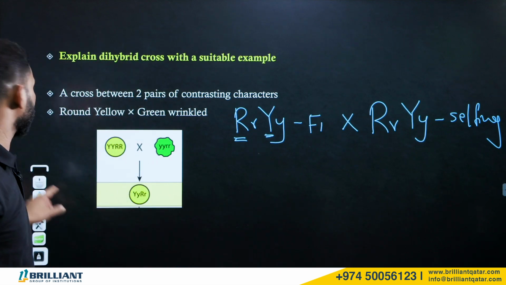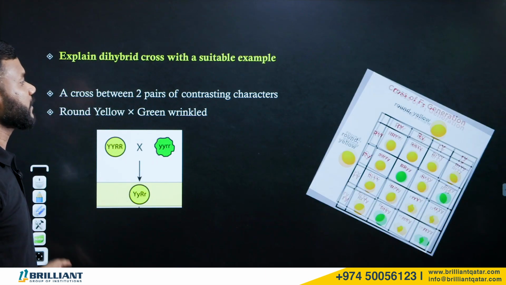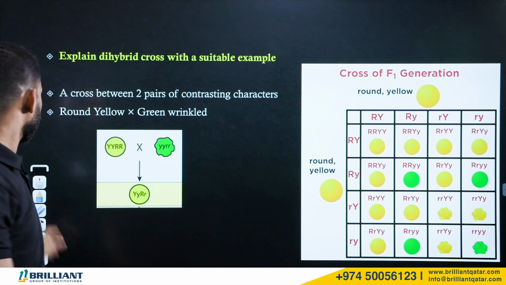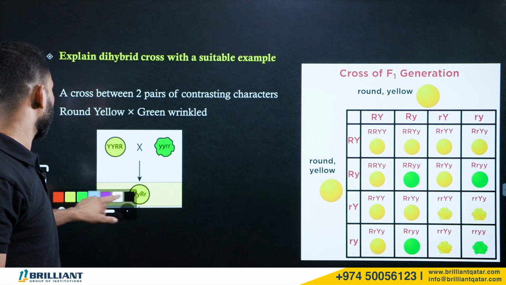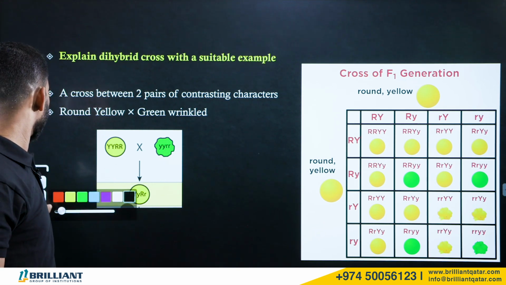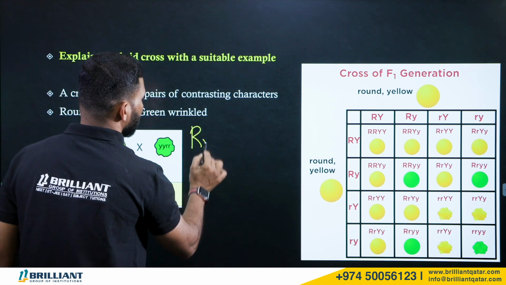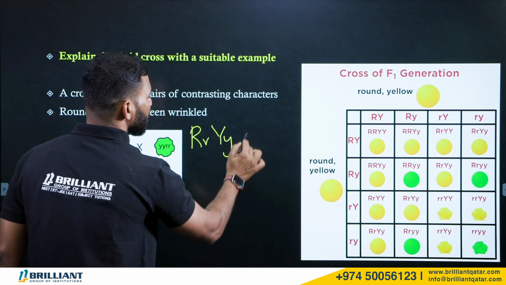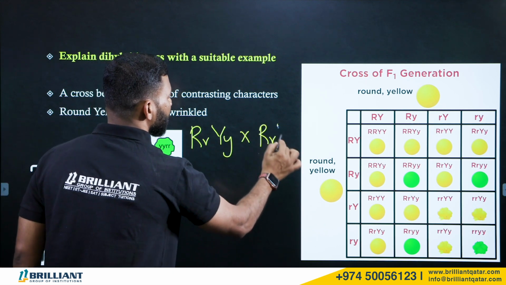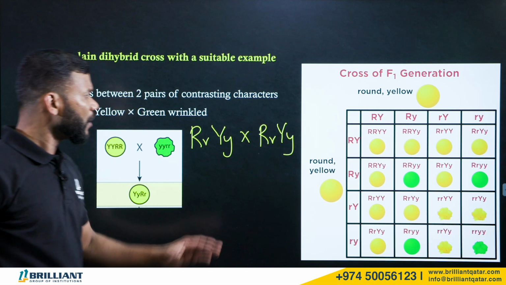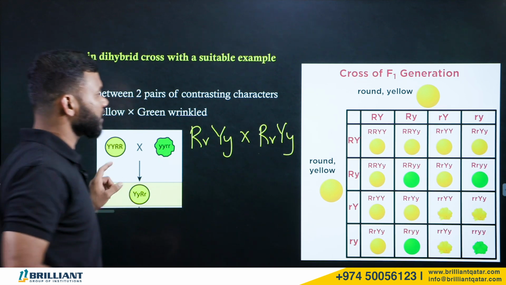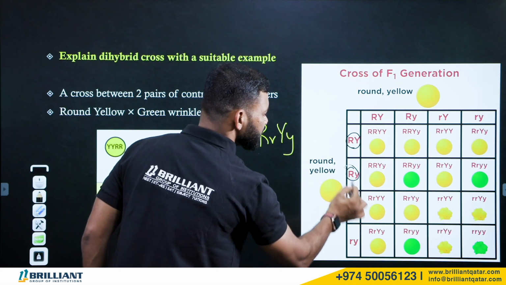Now, when you do the selfing, look here. When you do the selfing, we are going to get this appearance. You can see here, when we are getting the gametes, capital R, small r, capital Y, small y, into the same capital R, small r, capital Y, small y. Okay. Now, how do you get these gametes? Here there are many gametes.